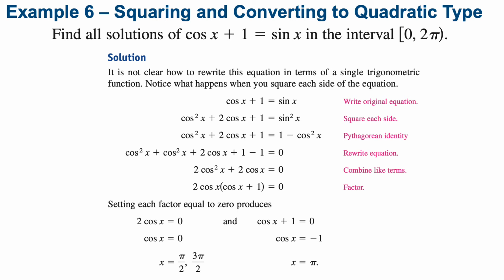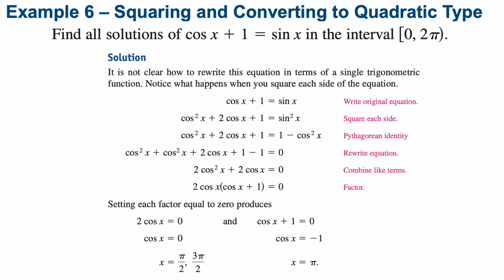But in this case, what's really important is to read the question carefully, because people don't do that, and that's how they get things wrong. So this question says, find all solutions of cosine of x plus 1 equals sine of x in the interval 0 to 2 pi.